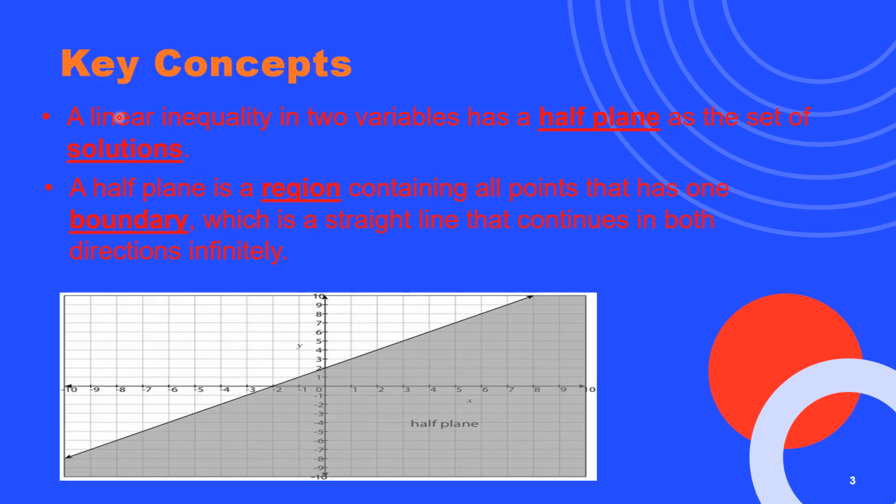Okay, so these are the key concepts. A linear inequality in two variables has a half plane as the set of solutions. A half-plane is a region containing all points that has one boundary, which is the straight line that extends in both directions to infinity. So like this. So this is the half-plane.